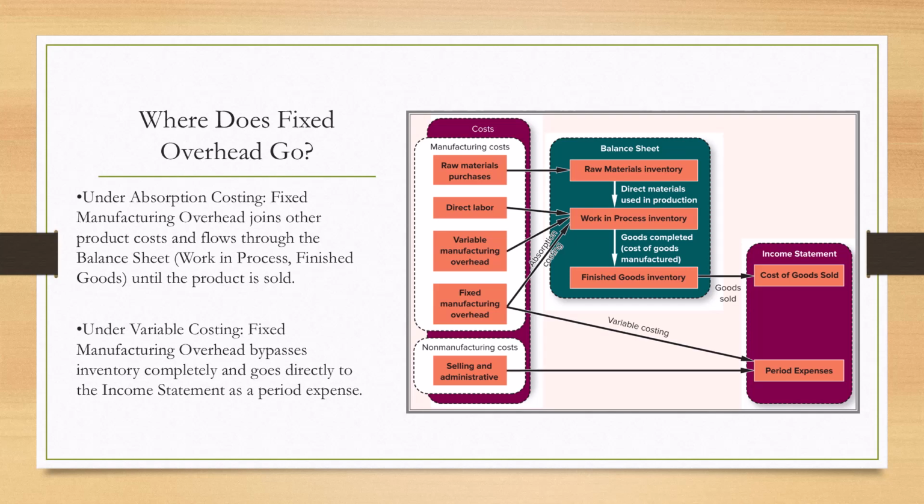Contrast that with variable costing. Here, the fixed manufacturing overhead completely bypasses the balance sheet inventory accounts and flows directly to the income statement as a period expense in the period it was incurred.